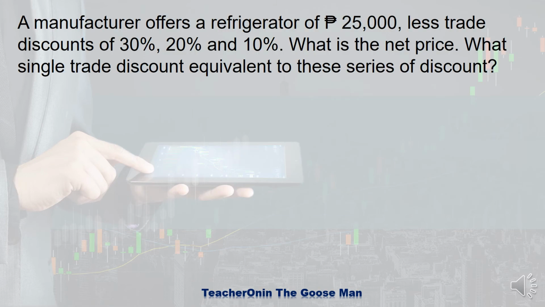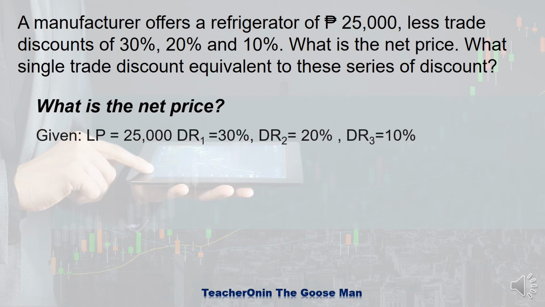Let's apply the formula based on the previous example. So we will focus on the two questions, namely, what single trade discount is equivalent to this series discount, and what is the net price? So let's focus first on what is the net price. So again, the given are 25,000 for the list price. Discount rate 1 is 30%. Discount rate 2 is 20%, and discount rate 3 is equal to 10%.